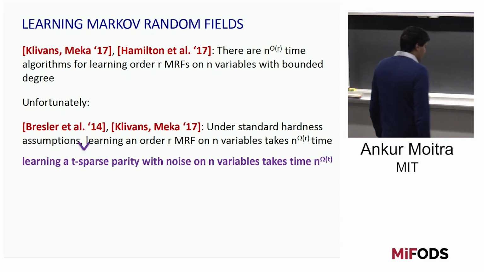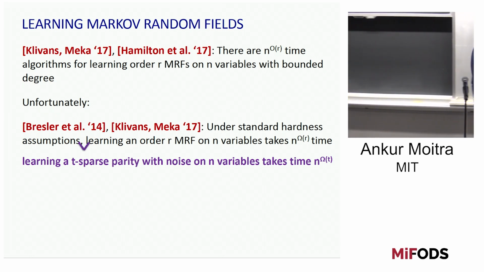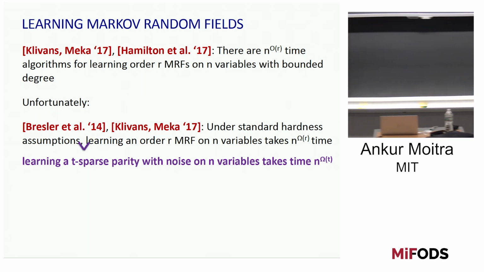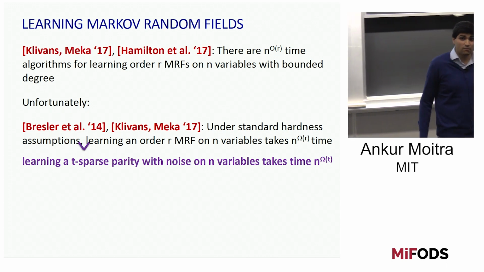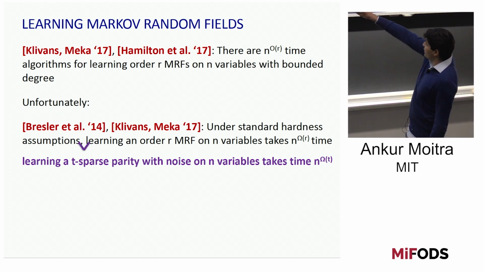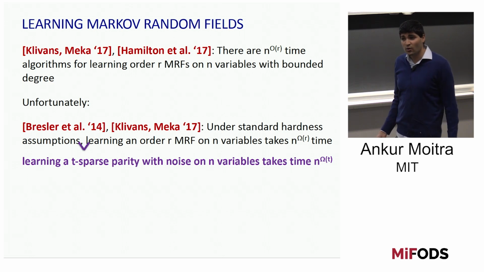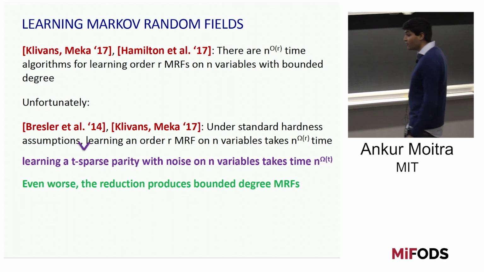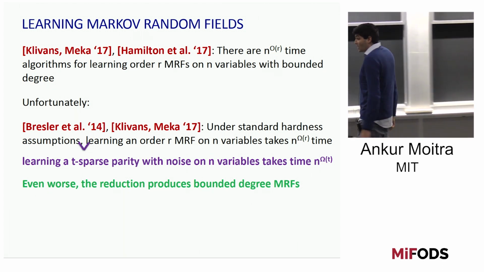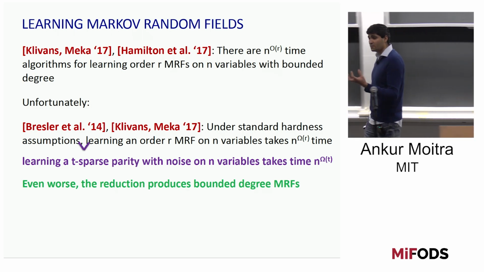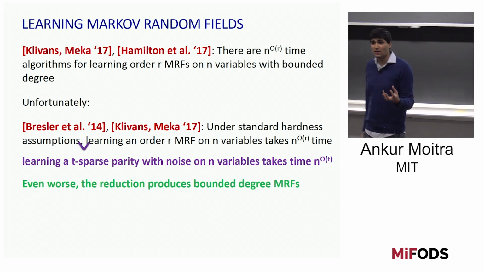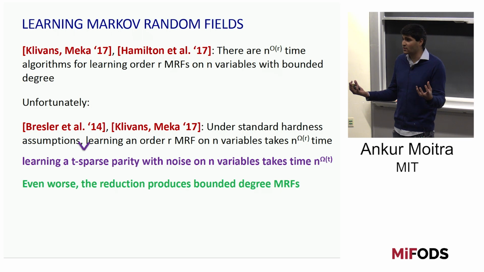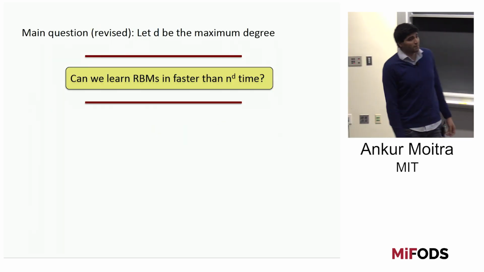And if you're curious what this hardness assumption is, it's the sparse parity with noise assumption, which stipulates that to learn a t-sparse parity with noise, you need n to the t time. And really what happens in these works is that they show that a t-sparse parity with noise can be implemented as an order theta of t Markov random field. So you get your hardness this way. In fact, what's even worse about the reductions is that, if you think about t as being a constant, there are actually only a constant number of hyperedges in their reduction. So these are really pessimistic things.